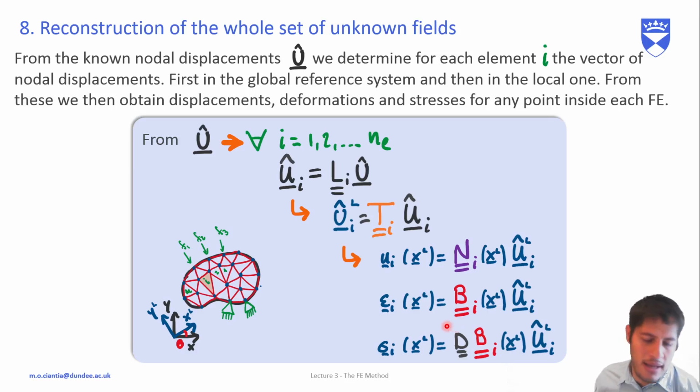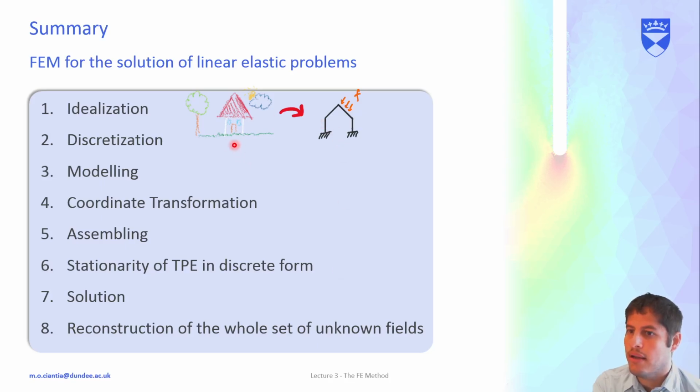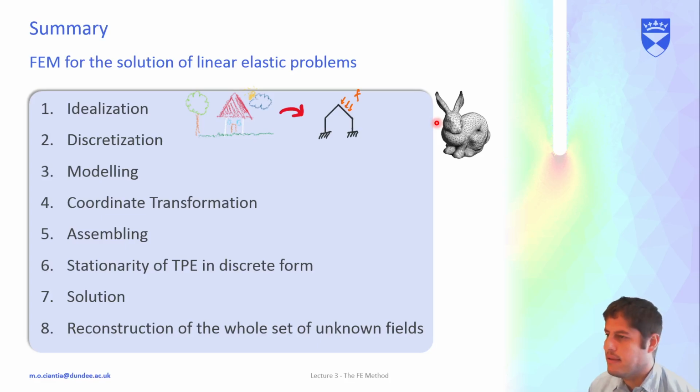So for elastic materials, as we're going to deal with, we've seen this in the previous lecture for 2D problems. So this is basically it. This is the finite element method and how it works. So we've seen the idealization step. The architect gives us the drawing. We get an idealized model. Then we discretize it. Well, this is a rabbit. I don't know how from a house I got to a rabbit, but you can make errors as engineers.